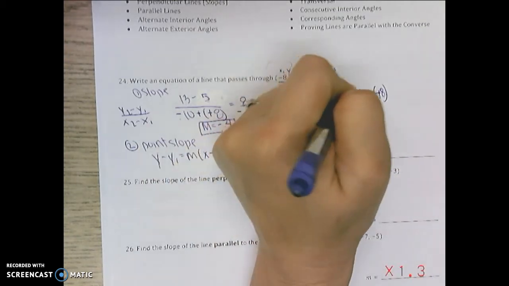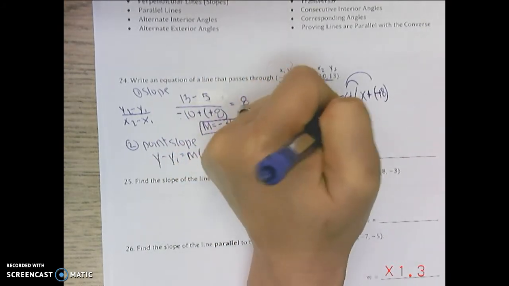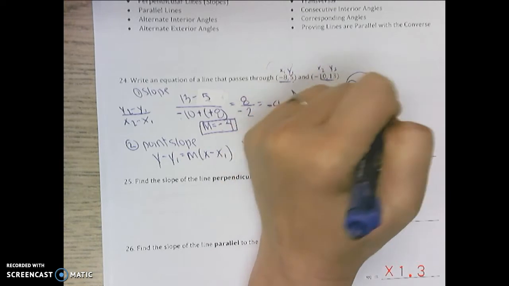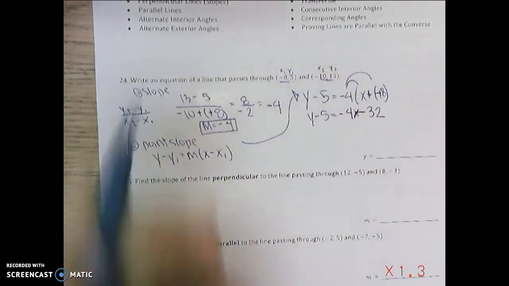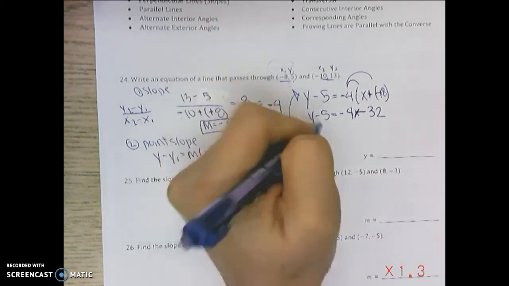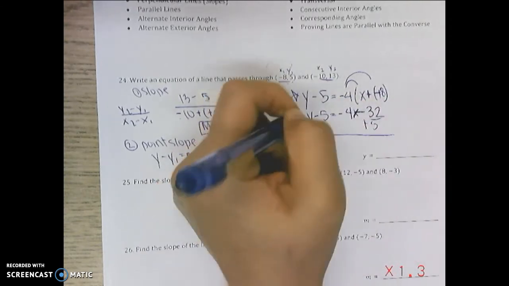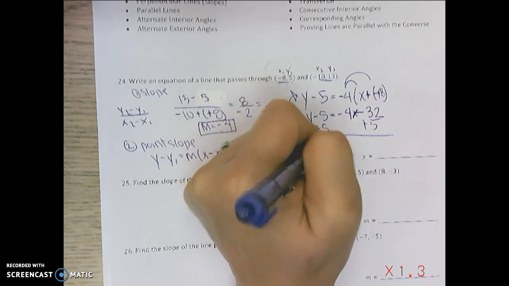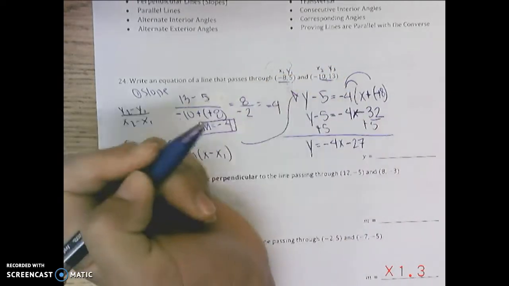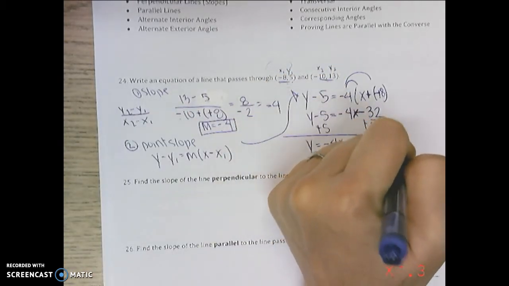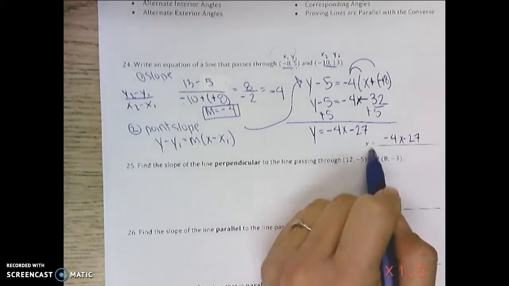Now I need to distribute this 4. I will have y minus 5 equals negative 4x, and negative 4 times a positive 8 for x is a negative 32. I want to get y alone, so I will add 5 and add 5. And my final answer will be y equals negative 4x minus 27. Negative 4x minus 27. All right, and it's y equals, right?